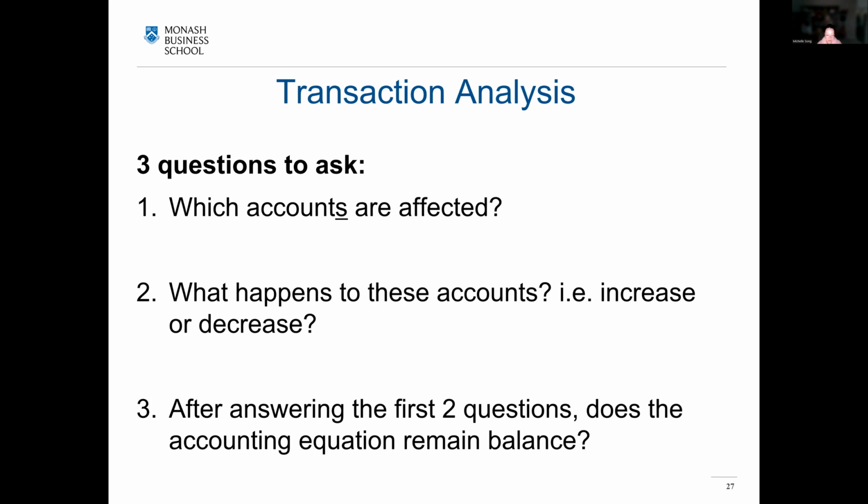The second question is what happened to these accounts. You will need to identify for each account whether it is an increase or a decrease. The third and final question is, after you have answered the first two questions, please check if your accounting equation remains in balance or not.